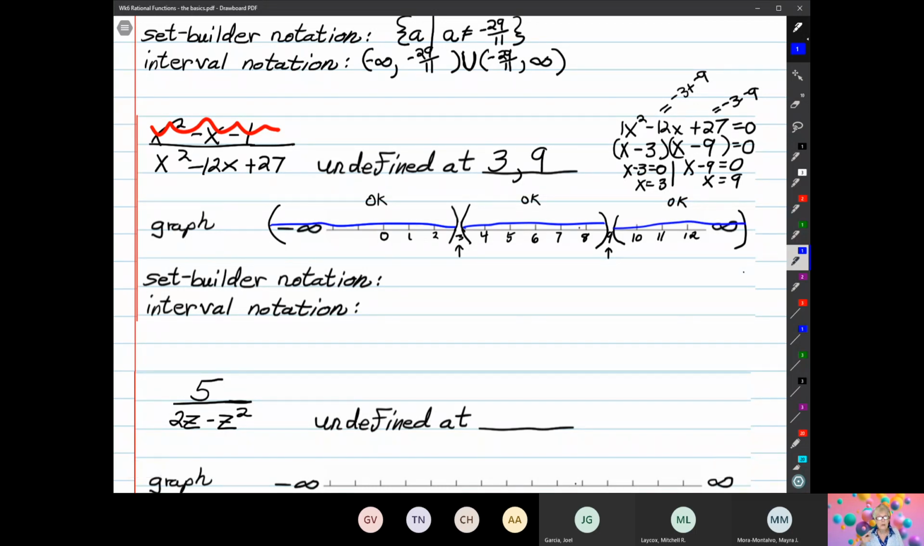Okay. Now, that's enough if you're graphing the domain. But we're going to write it in set builder notation and in interval notation.